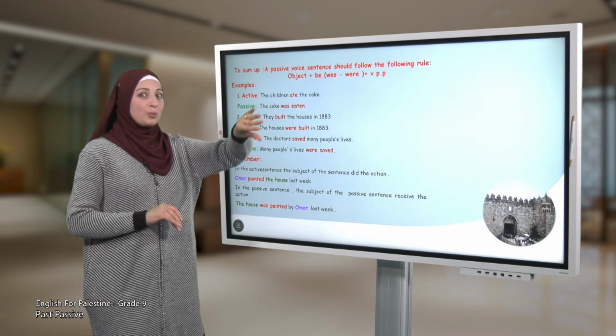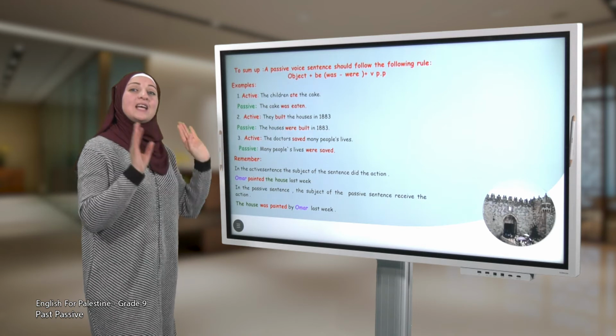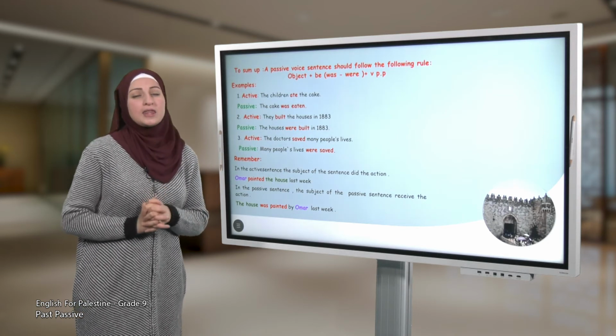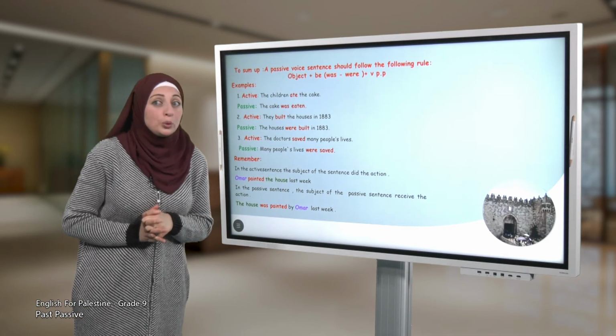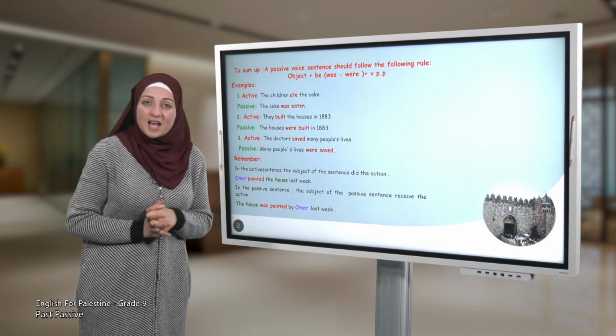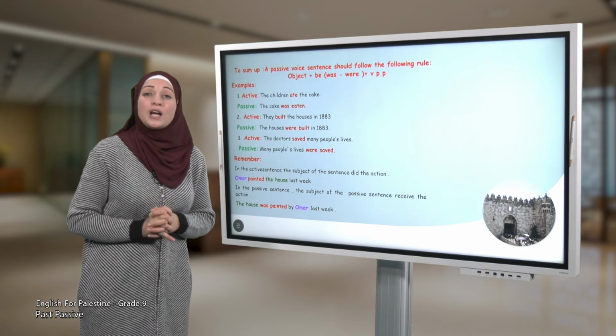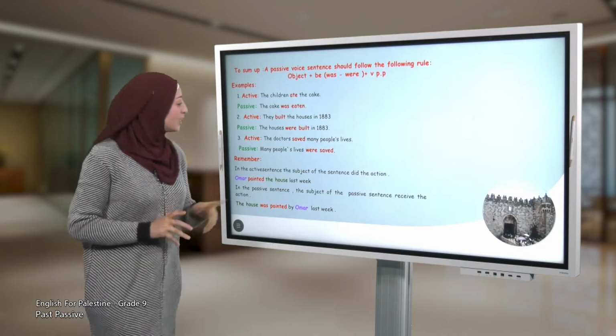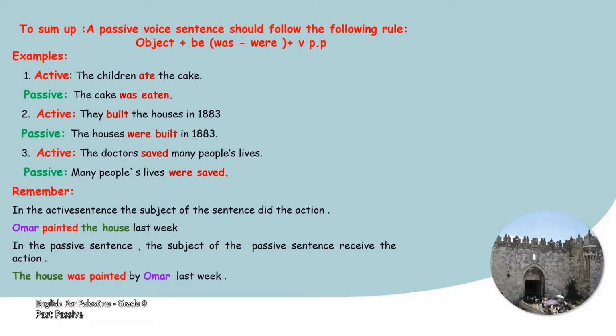Okay, I will move the object. It's the houses. And then, is it singular or plural? Yes, it's plural, so I will use were. So the sentence will be, the houses were built in 1883.